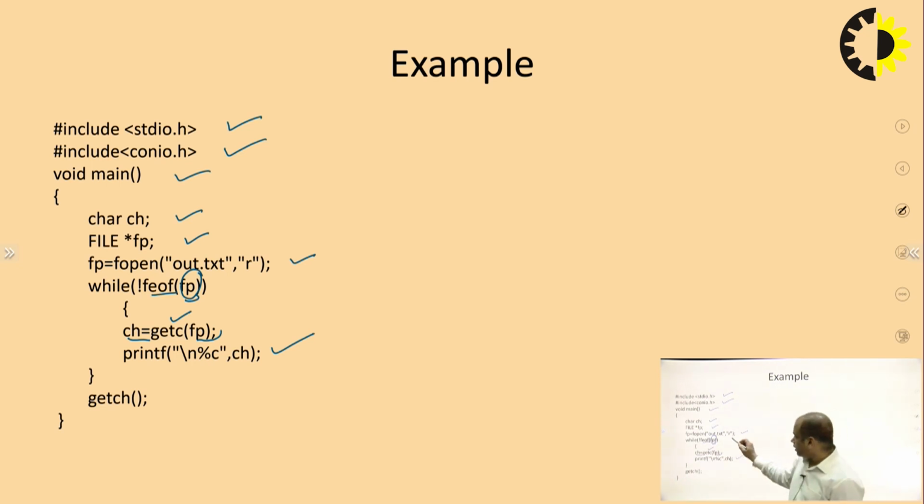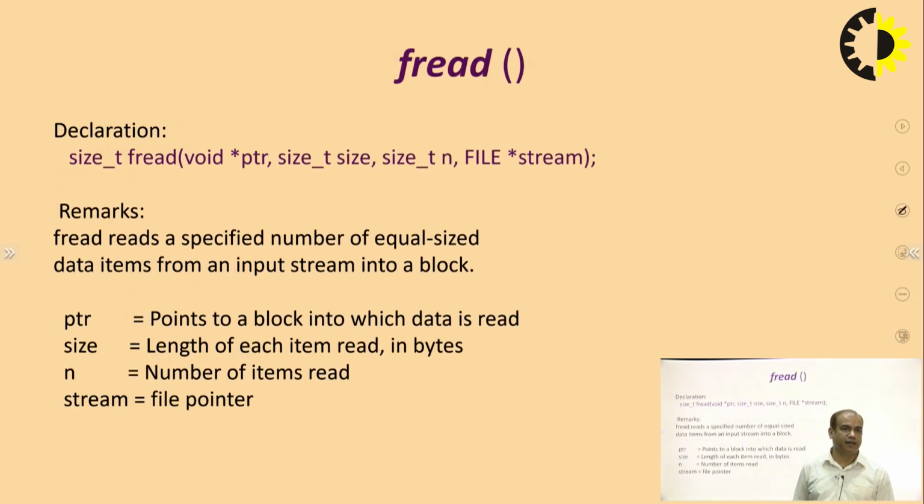Once we are at the end of the file, we close it and exit. So that is the example of how we take output from the file character by character. Next function, we are using the fread function. The fread function reads a specific number of equal size data items from the input stream into a block.